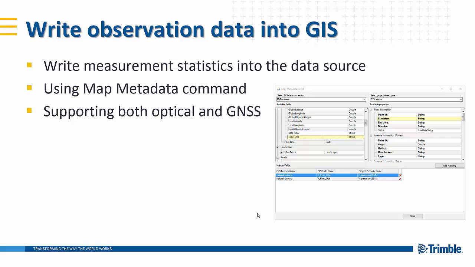Also, you now have the ability to write observation data in the GIS, so you can write your measurement statistics back into the data source. So if you want to write the RMS, or the start and end time of your vectors, or PDOP, HDOP, or any other statistical information from your RTK or total station data, and if you have fields in the database where those data should go, you can simply create the link between the two in the map metadata to GIS command available in your GIS ribbon.